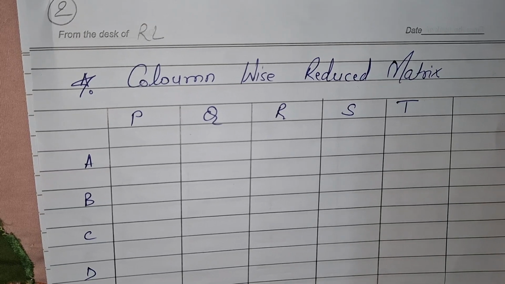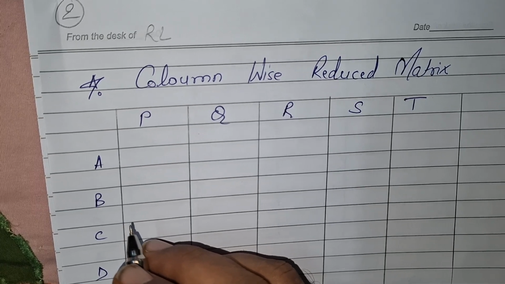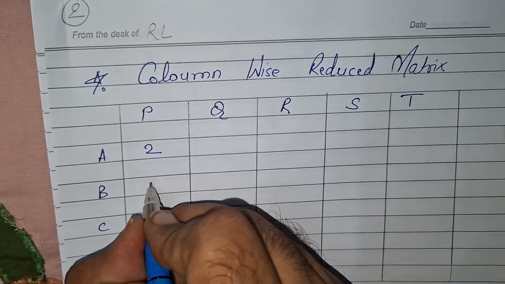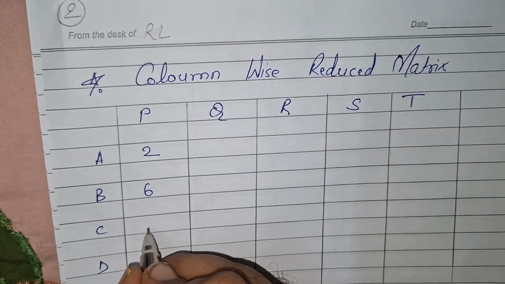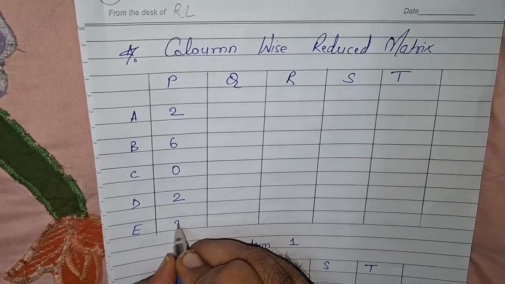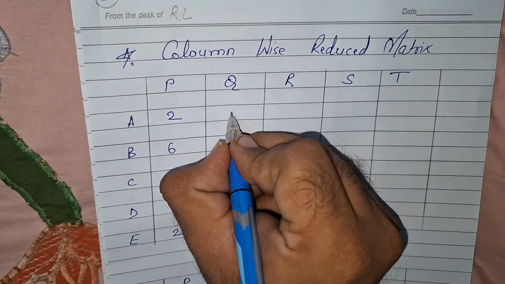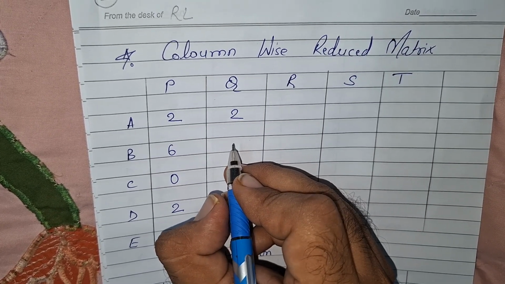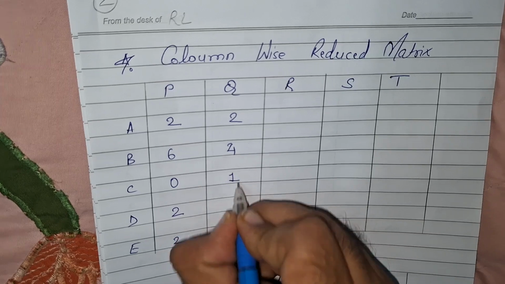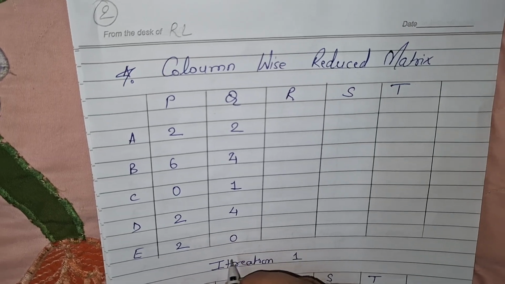Okay, so now we will convert that reduced matrix. Obviously 20 minus 18, that would be 2. 24 minus 18, that would give me 6. 18 minus 18 would be 0. 20 minus 18, that would be 2. Again 20 minus 18, that would be 2. Same way, 10 minus 8, that would give me 2. 12 minus 8, that would again give me 4. 9 minus 8, that would give me 1. 12 minus 8, that would give me 4. And yes, 8 minus 8 would give me 0.